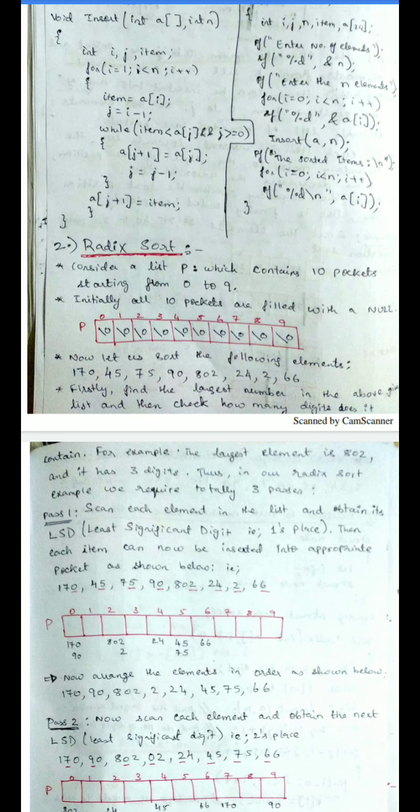Next, if I arrange the elements, what happens? The list is 170, 90, 802, 2, 24, 45, 75, 66. Again, it is not sorted.